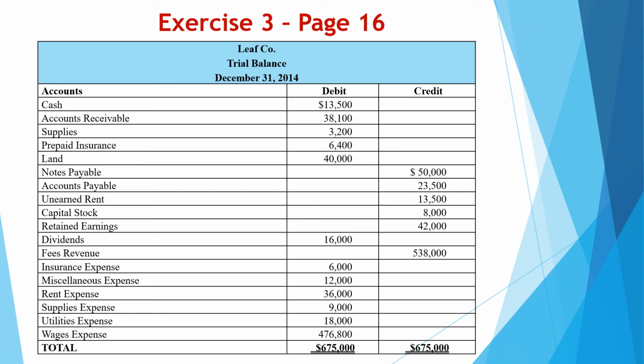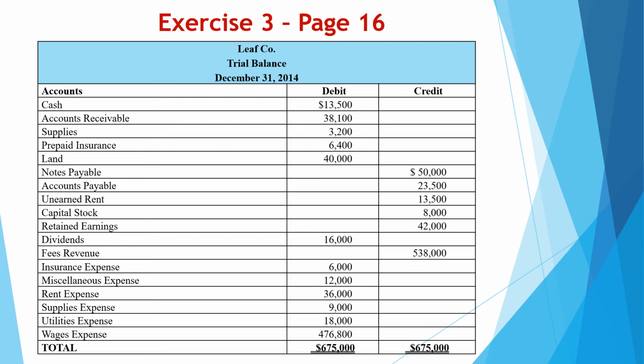Now let's solve exercise 3, page 16. We have a list of accounts with their balances, and it is required to prepare the trial balance and to list the accounts in their normal order. To follow the normal order in the trial balance, which is assets, liabilities, capital stock, retained earnings, dividends, revenues, and expenses, we have to know the classification of each account.